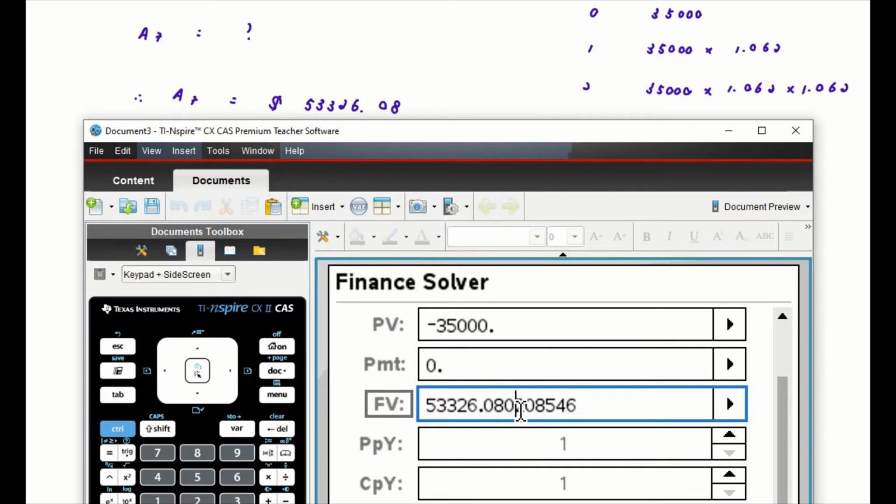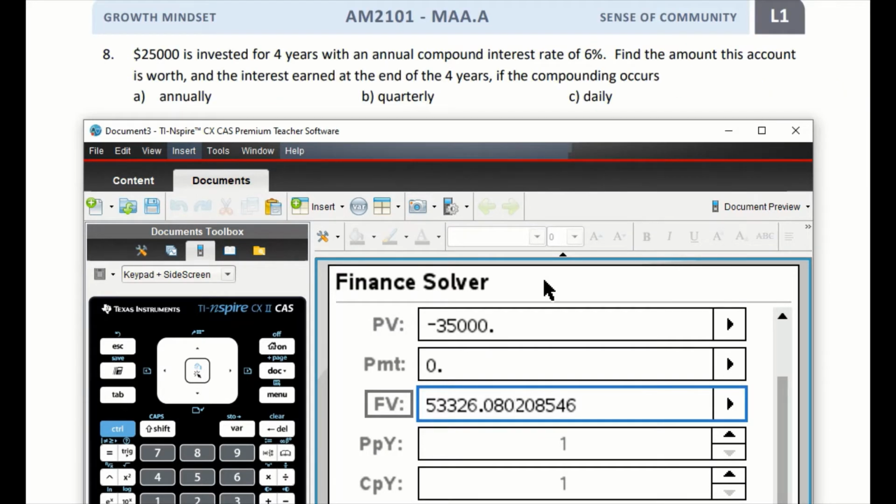So now let's look at example 8. So this question is the one where you have the same principle, the same timeline that you put in, which is 4 years, with the same nominal interest rate as well. After that, the compounding period is different. So that's why later we are going to change the PPY and also CPY as well.